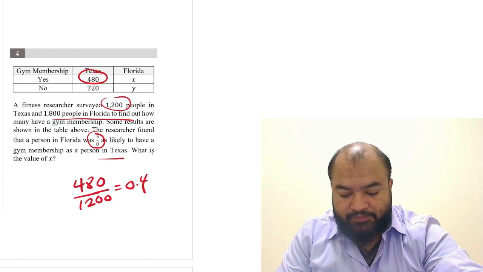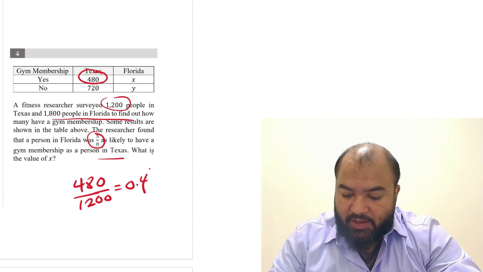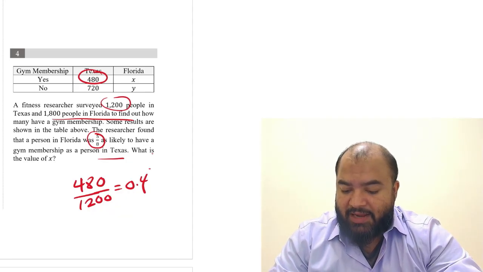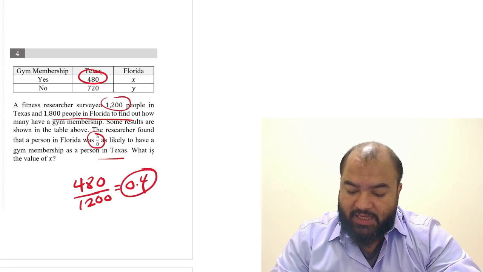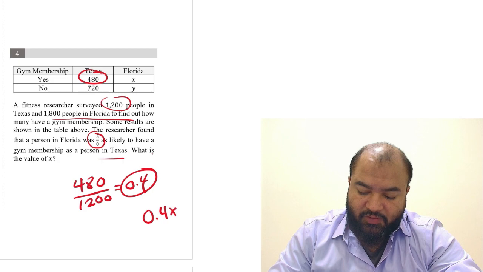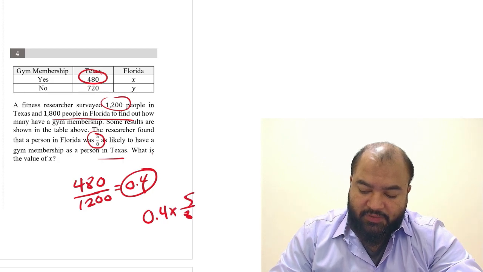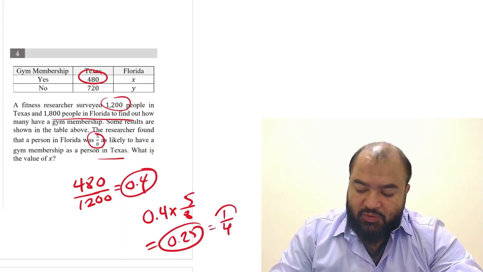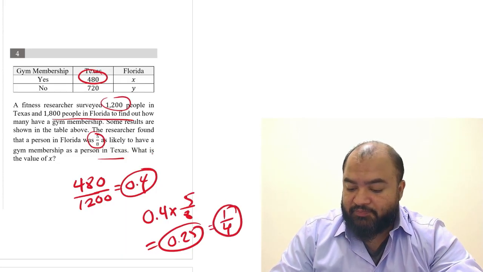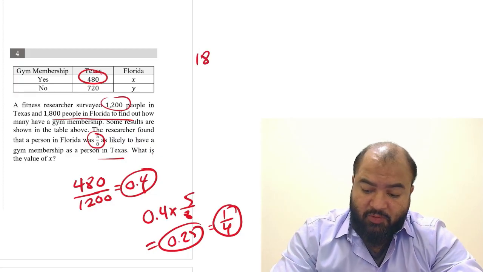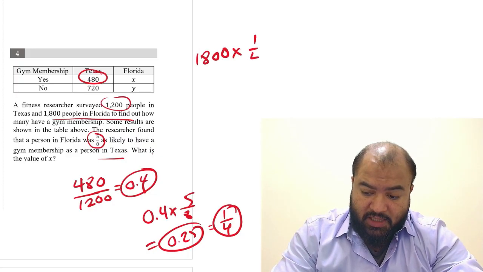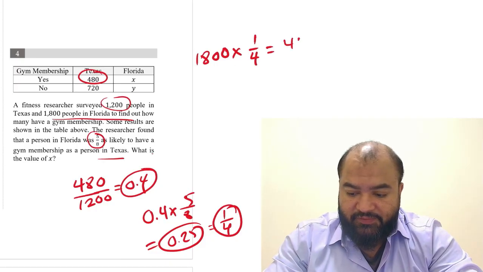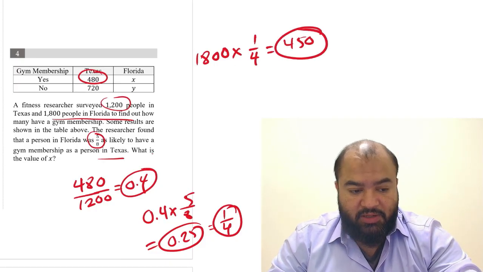That's 0.4. The probability of a Florida gym membership would be 5/8 of the fraction for Texas. So 5/8 of 0.4 is 0.25, which is 1/4. So 1/4 of the people in Florida are likely to have a membership. Let's find 1/4 of 1,800: 1/4 times 1,800 is 450. So the answer is 450.